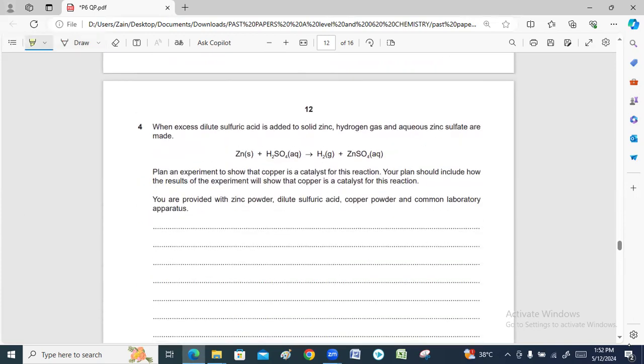This is the last question of this paper. This is the question for designing an experiment. So when excess dilute sulfuric acid is added to the solid zinc, hydrogen gas and aqueous zinc sulfate are produced. So we are getting the hydrogen gas. Plan an experiment to show that copper is a catalyst for this reaction. You then should include how the results of the experiment will show that the copper is a catalyst for the reaction. And we are provided with the zinc powder, dilute sulfuric acid, copper powder, and common laboratory apparatus as well.